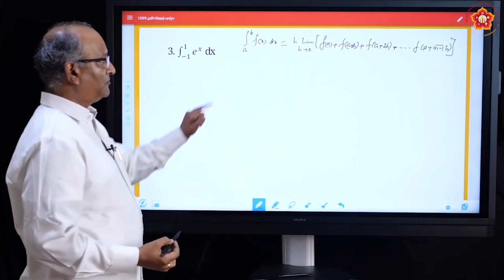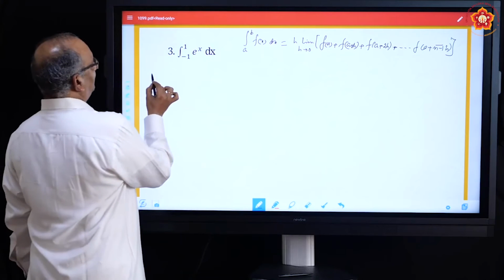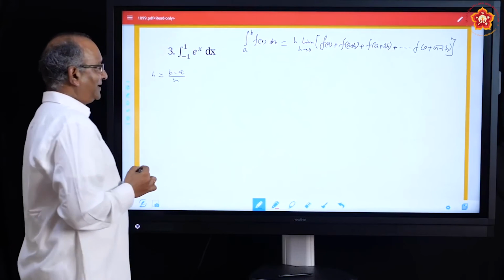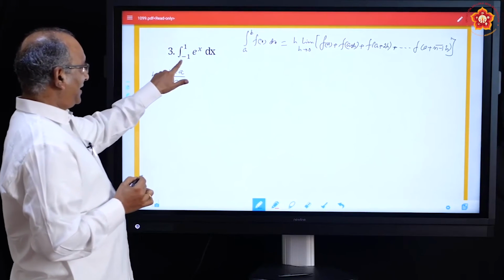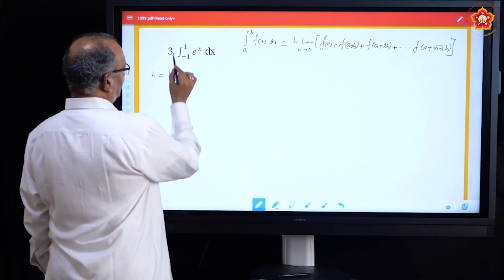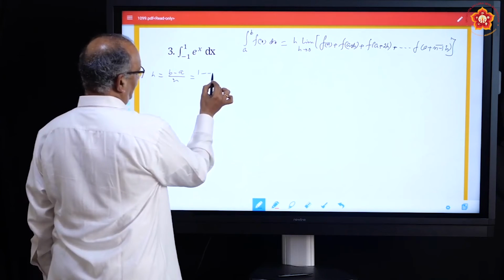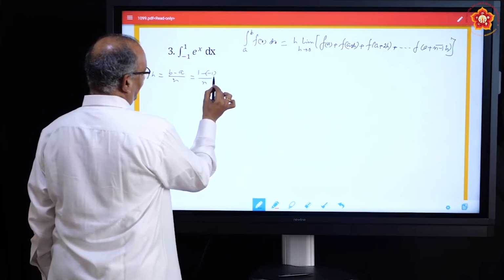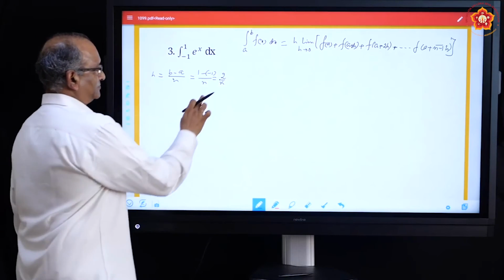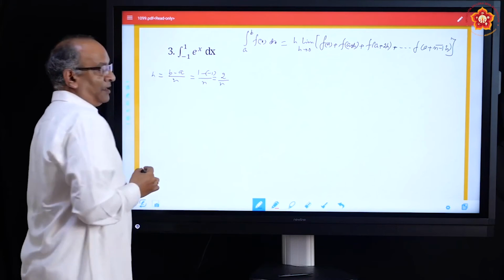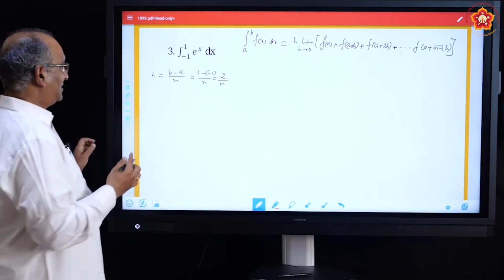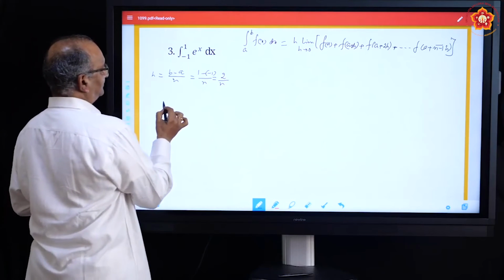This is our formula. What is h? h is given by b minus a by n. What is b here? a is minus 1, b is 1. So it is 1 minus minus 1 by n. In other terms, it is 2 by n. And then just go back to the same method. First write what is the function. The function is e to the power x.